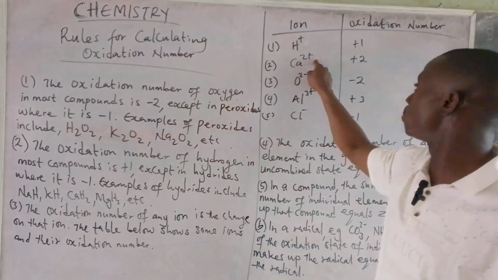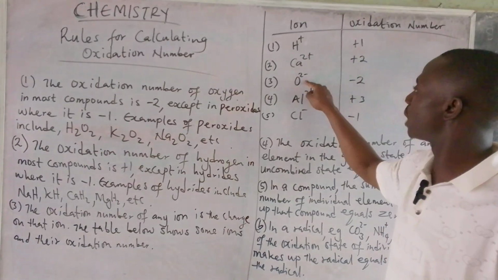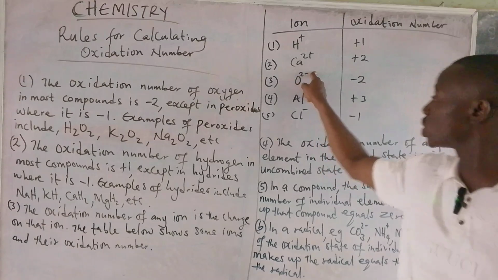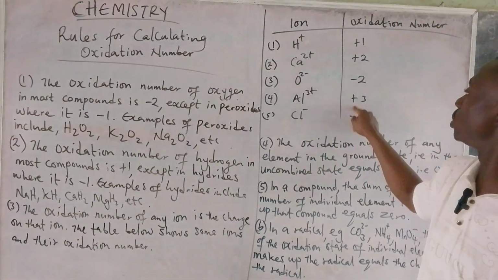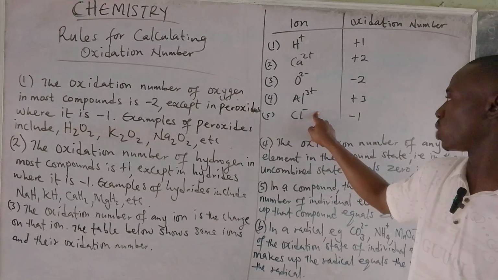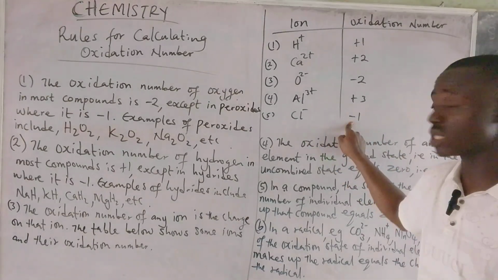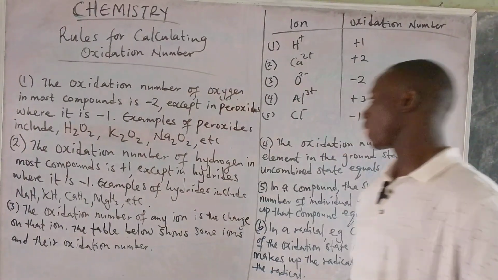Then we have calcium 2+, so the oxidation number is +2. Then we have O2-. The charge on the oxide ion here is -2, so this is -2. Aluminum 3+, so the oxidation number is +3. Then Cl-, the chloride ion, so the oxidation number is -1. So that's how we get the oxidation number of any single ion.